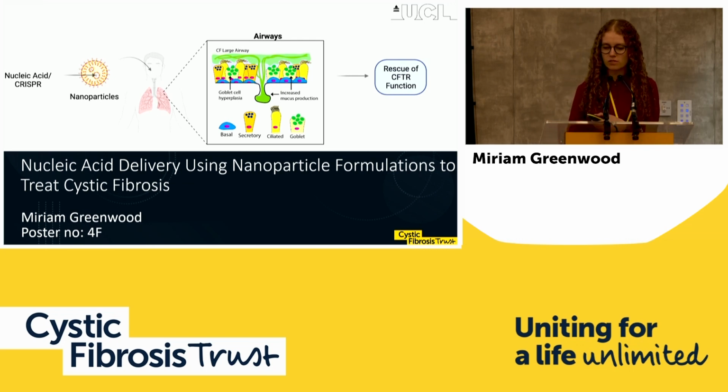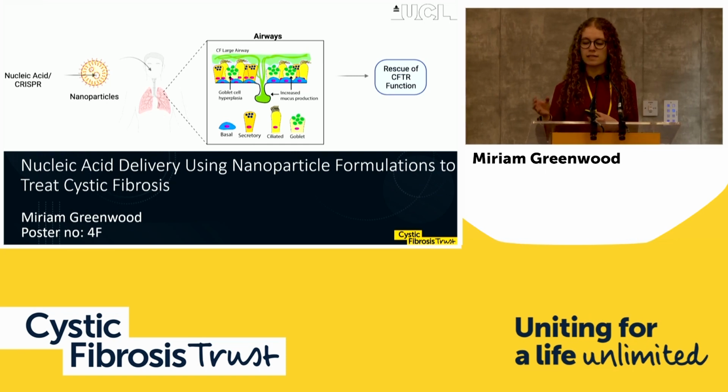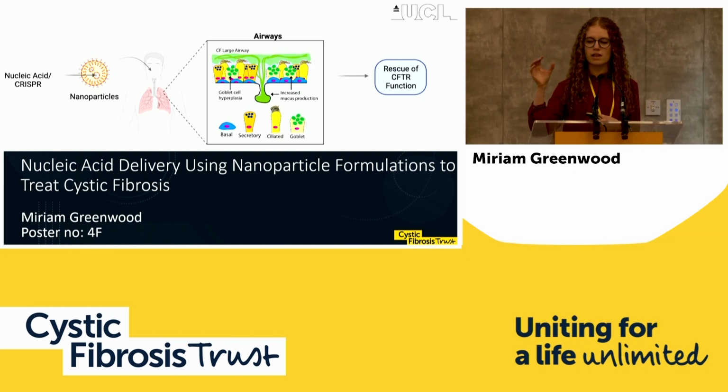My poster is entitled Nucleic Acid Delivery Using Nanoparticle Formulations to Treat Cystic Fibrosis. One of the major obstacles to developing a gene therapy for cystic fibrosis is the delivery into the airways. You have that thick, sticky mucus, which is very difficult to cross. Then once you've crossed that, the gene editing or nucleic acid therapy needs to cross through the tight junctions in the pseudostratified epithelium to reach the basal cells, which lie at the bottom, which are ideal therapeutic targets because they're able to differentiate into all cell types of the lung epithelium.